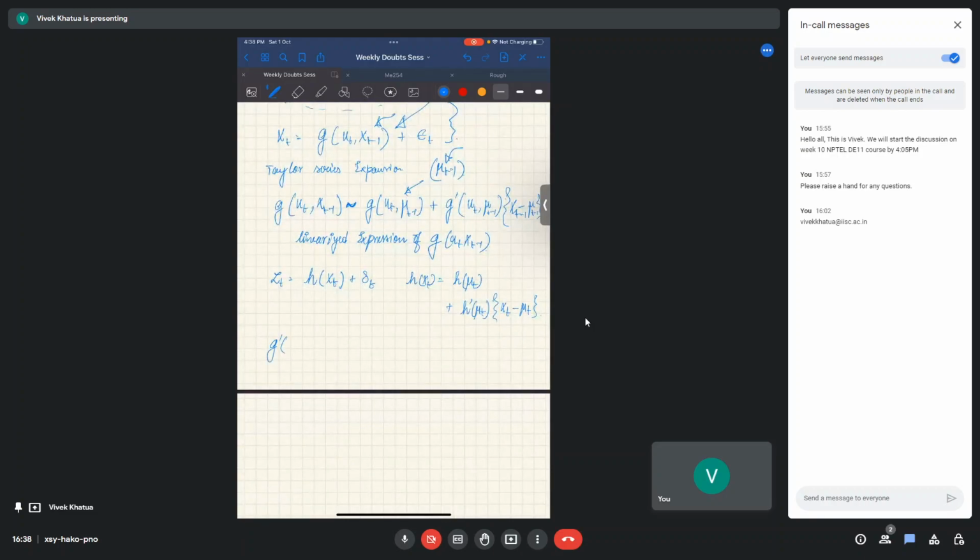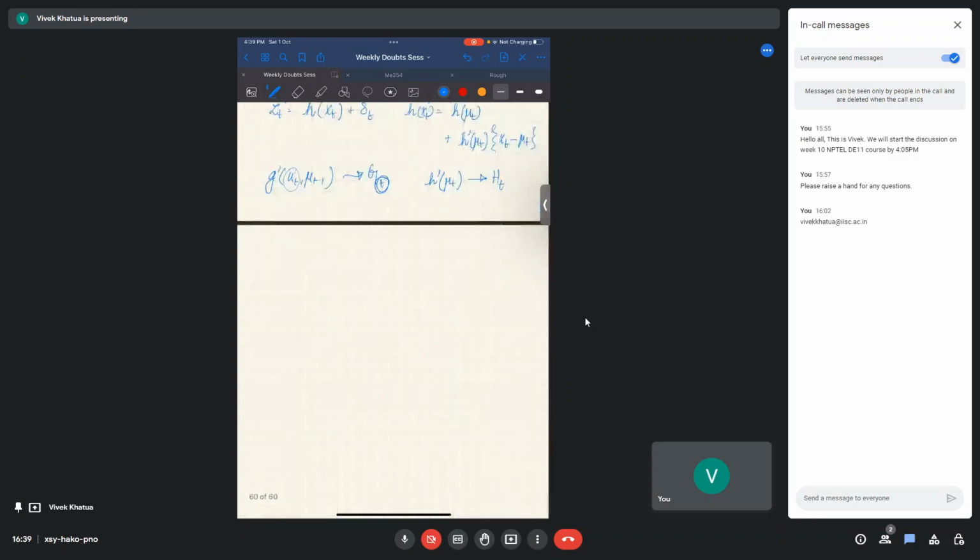G dash of u_t, mu_t minus 1, I'll denote this as capital G at time t. Please note that this is at time t because u_t is at time t, and this t minus 1 is the state, but this entire thing is computed at time t rather than t minus 1. Similarly, we will have this h dash of mu_t as capital H at t.